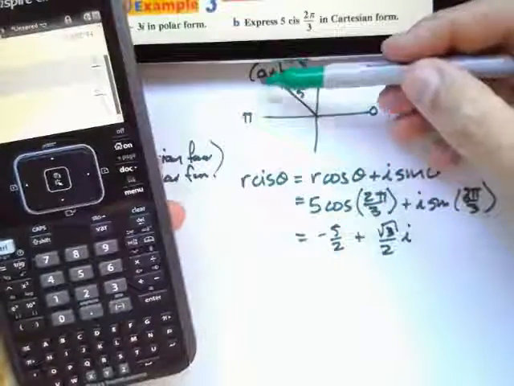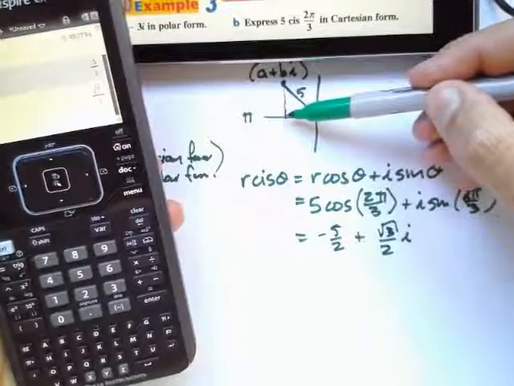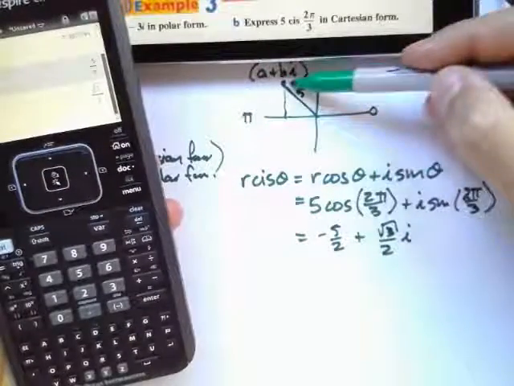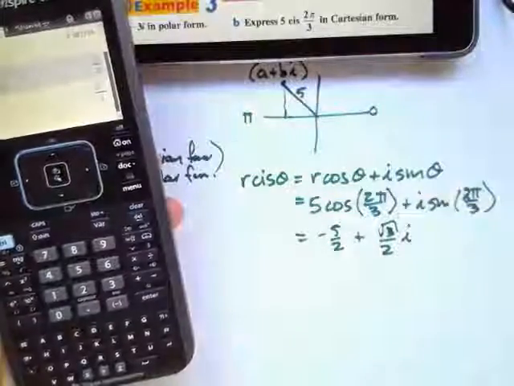So that value there, a, will be negative. Is that the real value? Yes, it's negative 5 over 2, and b is positive 5 root 3 over 2, i. So I know that I have the correct answer.